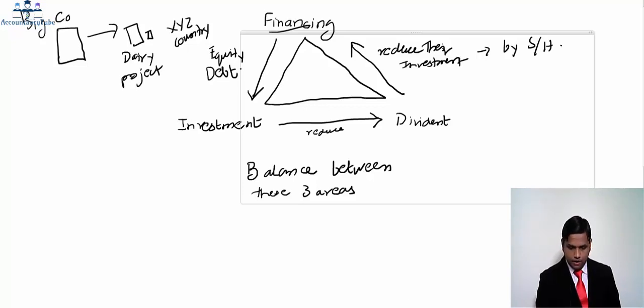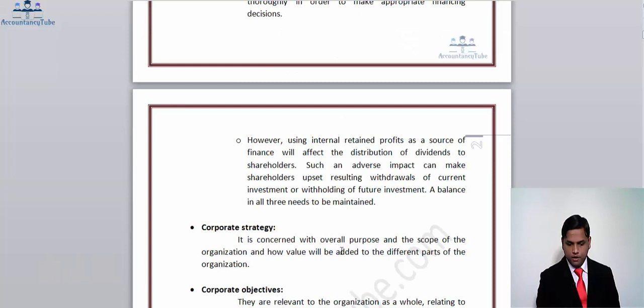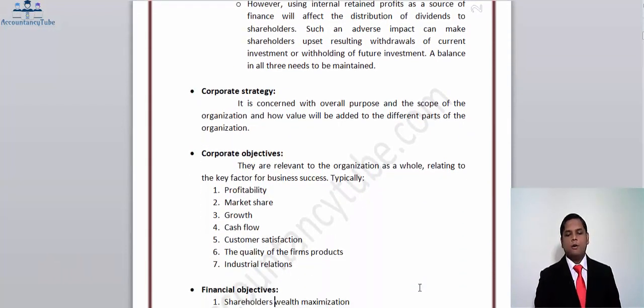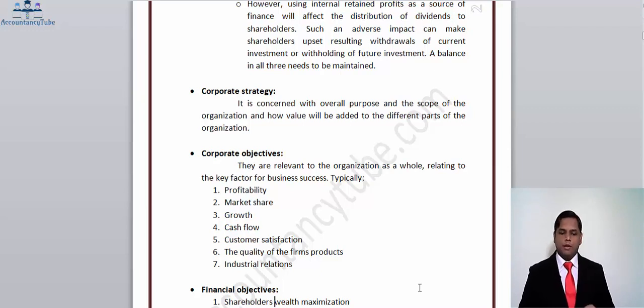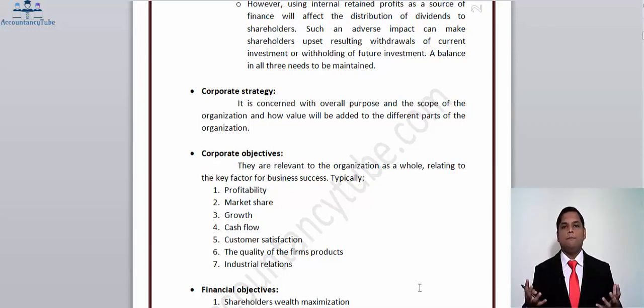Now, after that, if we come back to our notes, the next topic coming over here is corporate strategy. Now, all businesses have corporate strategies. Let's read out loud. It's concerned with the overall purpose and the scope of the organization and how value will be added to the different parts of the organization. Corporate strategy deals with the overall purpose, the reason why the company exists, and the scope, the limitation within which it operates, and what are the plans, what are the things it will be conducting to generate those values which will meet its purpose and scope.